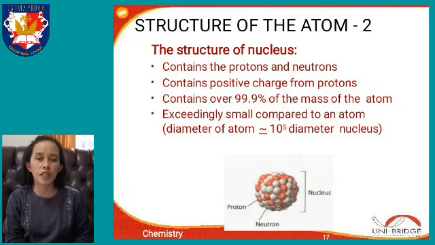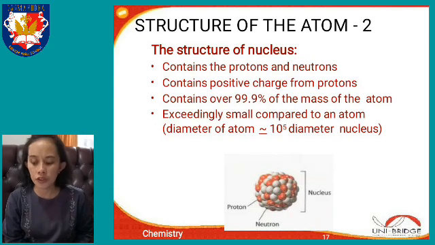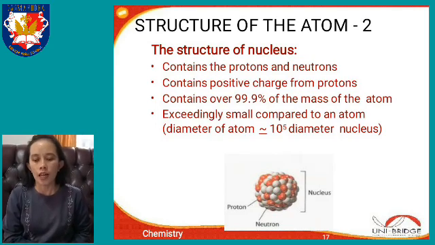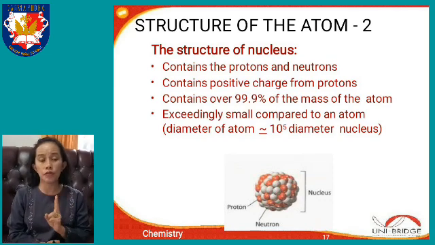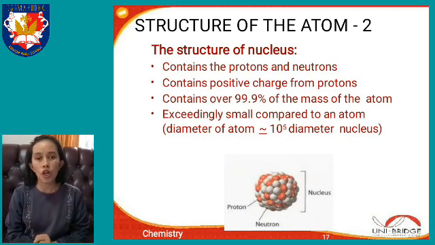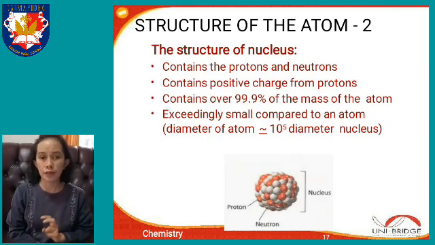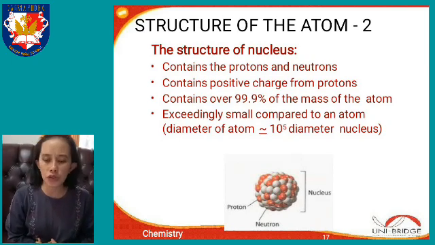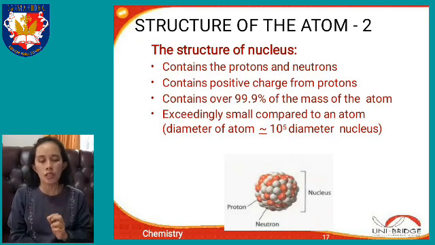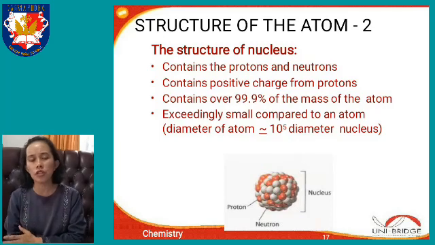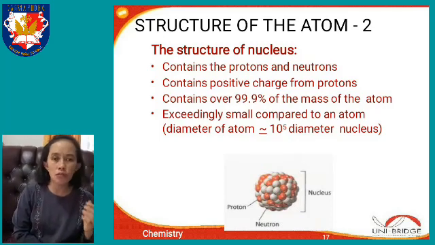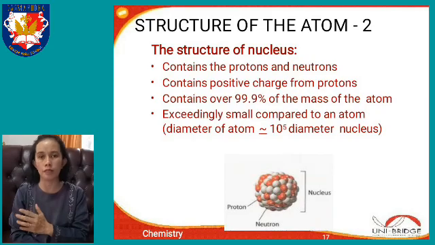An atom can be visualized in two main regions. They are the nucleus and also the orbit. Now, let's talk about the nucleus first. The nucleus contains two kinds of subatomic particles. They are proton and neutron. Proton has a positive charge, and neutron is neutral. And the nucleus covers 99.9% of the mass of a whole atom. But if you compare the diameter of the atom and the diameter of the nucleus, the diameter of the nucleus is very small compared to the diameter of the atom.